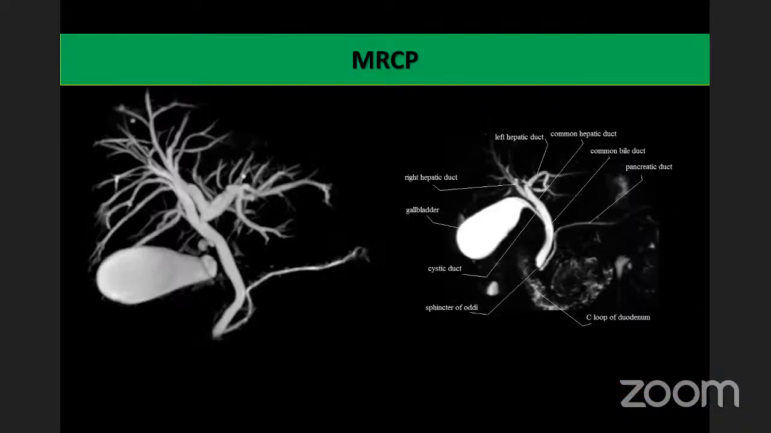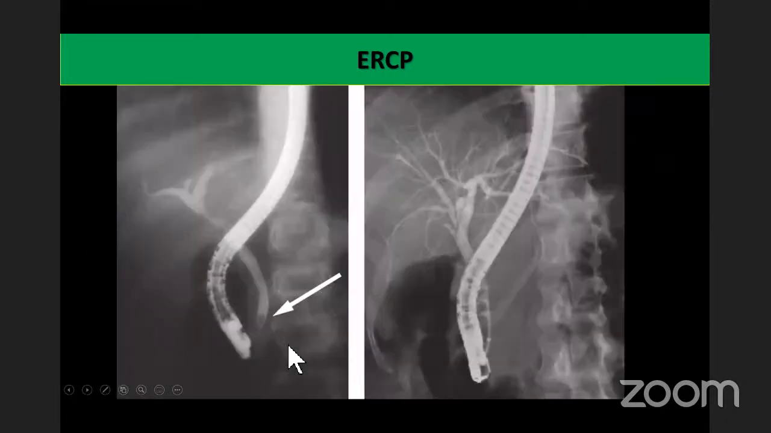Okay. So this is MRCP, in which we can see the biliary tree clearly along with the pancreatic duct. And in this image, this is ERCP, in which we can see an endoscopy. If you see an endoscopy and a contrast injection, this is an ERCP. In this image, we can see a filling defect here, which is nothing but a stone. This is again an image of an ERCP.